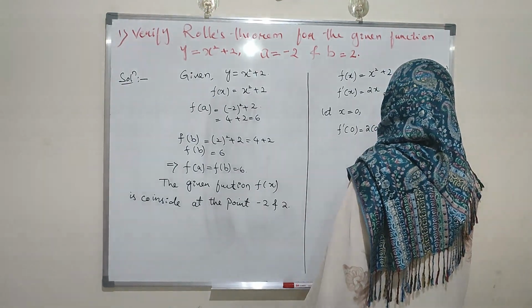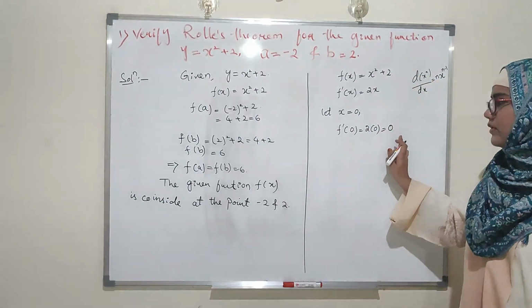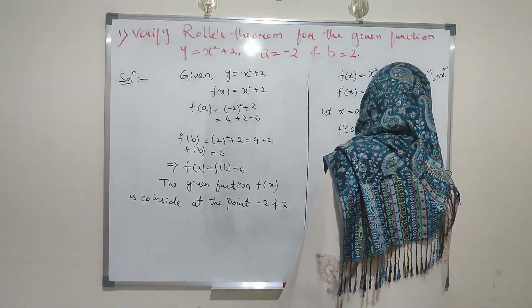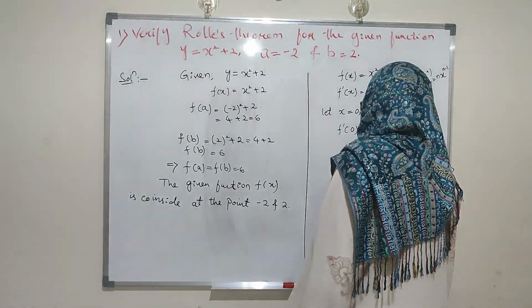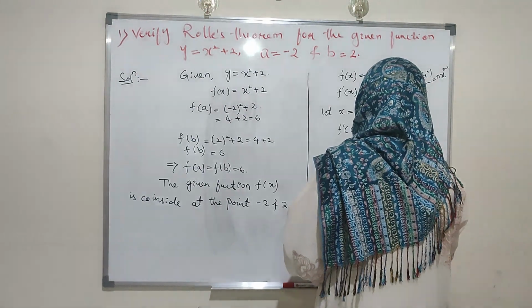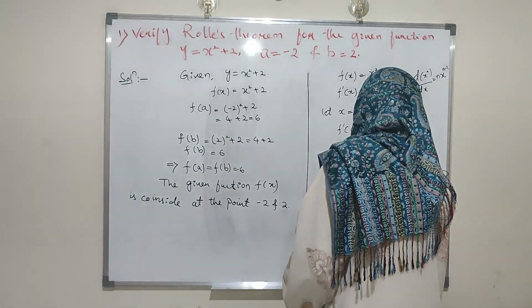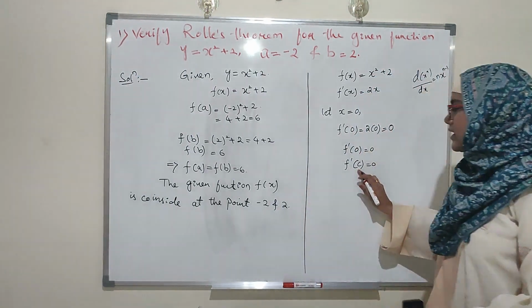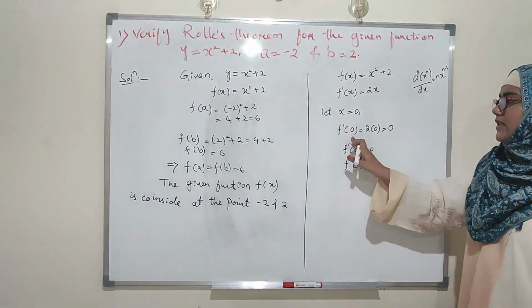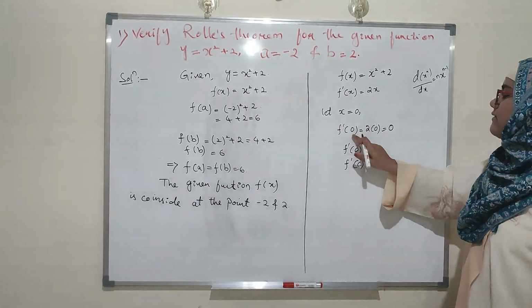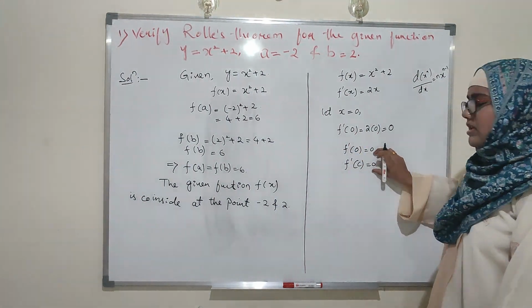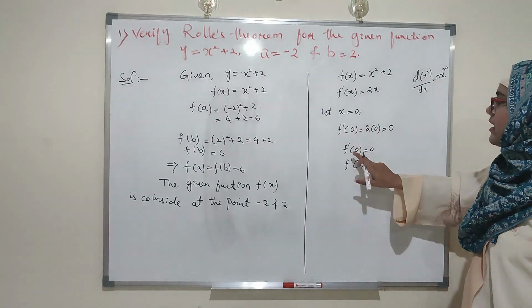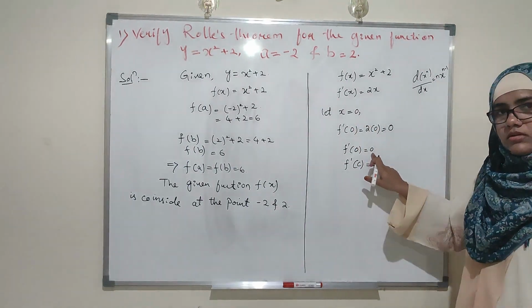2 into 0 is 0. So we got f dash of 0 as 0. So we can say that f dash of c is equal to 0. It means I am taking c as 0, because if we take x value 0, then we will get the f dash value as 0.